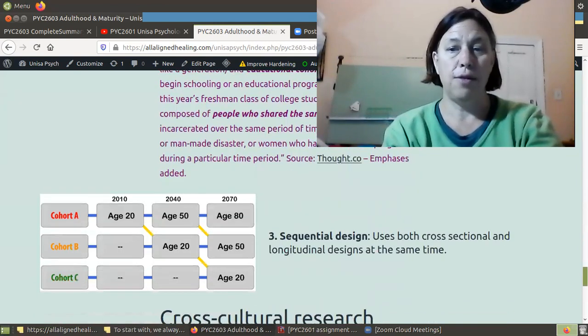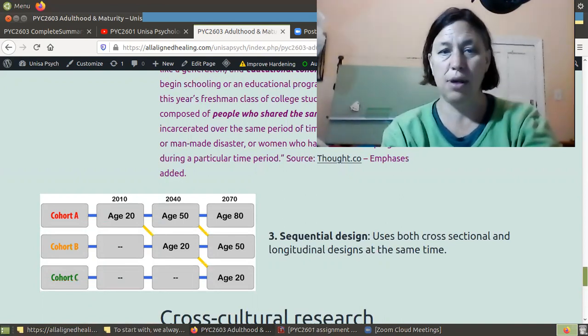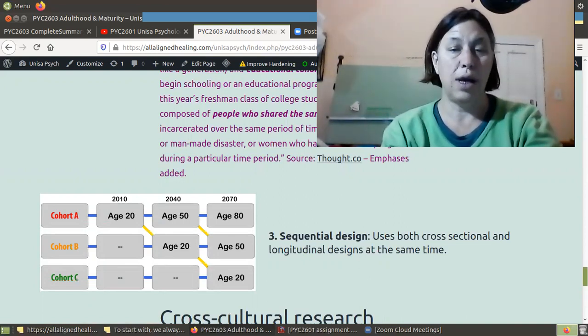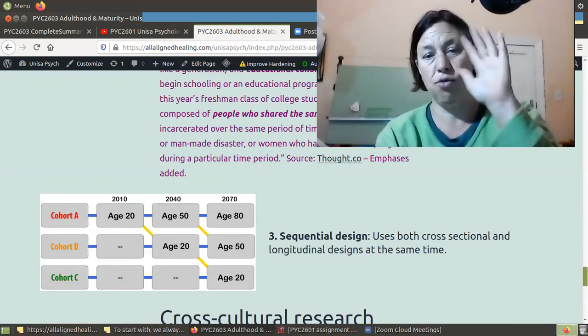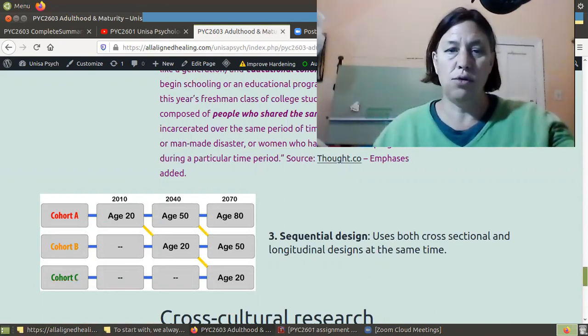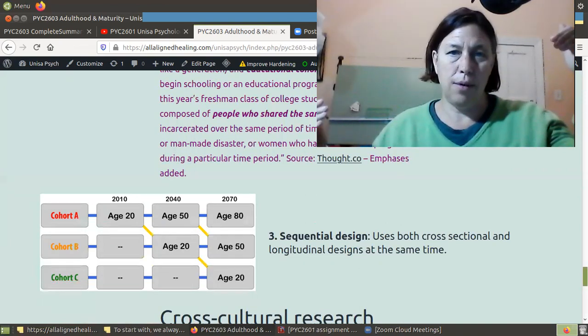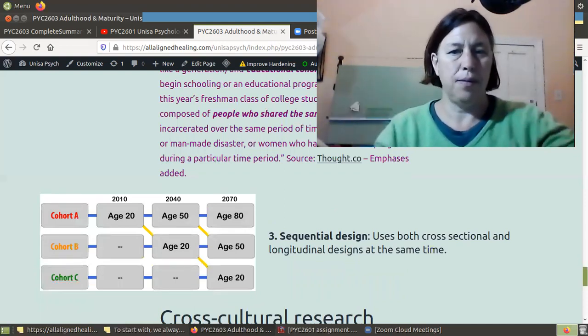Okay, sequential design uses both cross-sectional and longitudinal designs at the same time. So they'll do a study in 2010, 2014, 2070. They'll look at cohort A at 3 ages, cohort B 2 ages, and cohort 3, 1 age. And then they've got data on that 20-year-old, information about those 20-year-olds. They can see what's causing what. Okay.